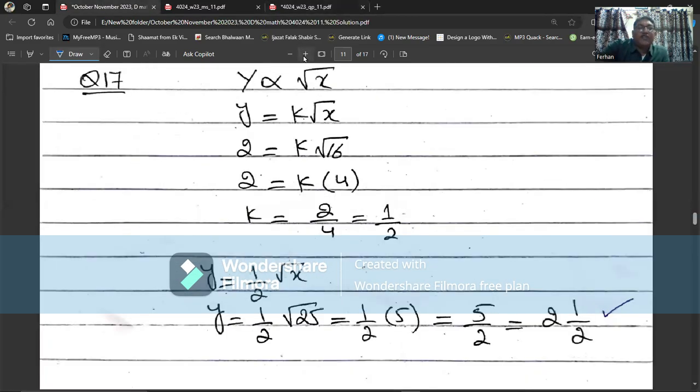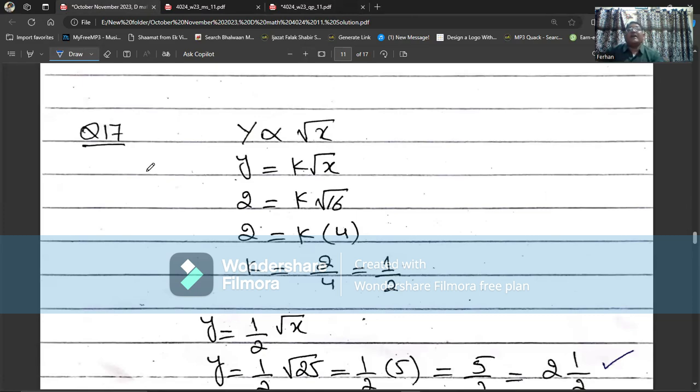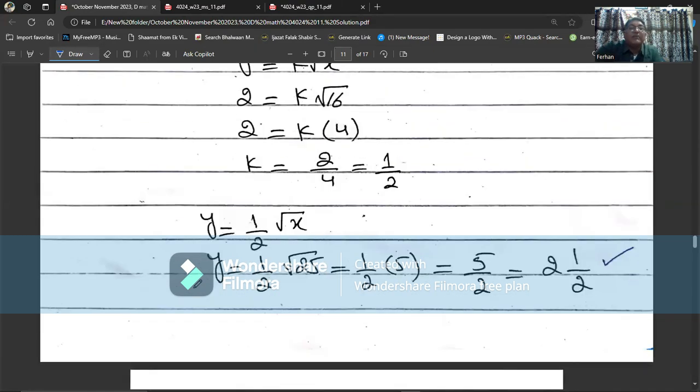So very simple, straightforward question. He says, y is directly proportional to the square root of x. So y will be equal to k square root x. He says y is 2 when x is 16. So I will put those values here. 2 equals k under root 16. So 2 equals k times 4, since under root 16 is 4. So k will be equal to 2 by 4, and k will be 1 by 2. So the formula will become y equals 1 by 2 square root x.